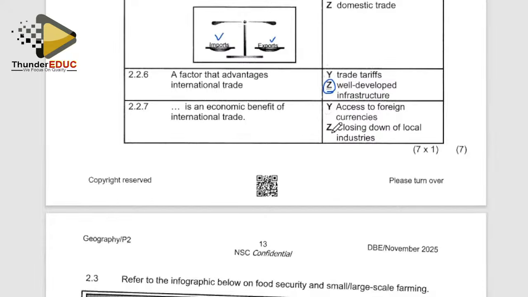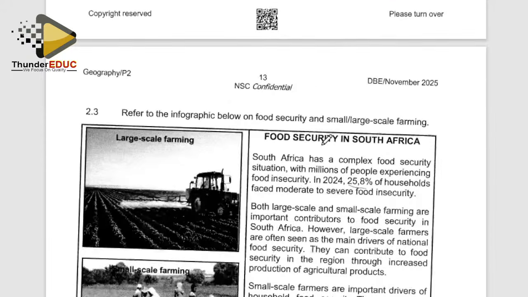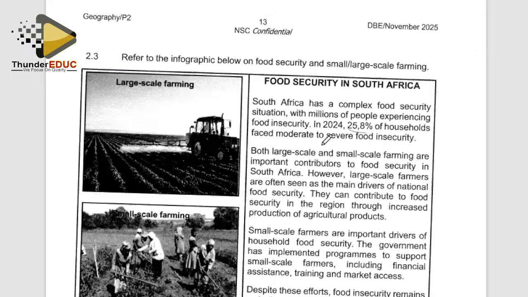2.27. Dash is an economic benefit of international trade. What do we benefit from international trade? We get access to foreign currencies. We use our South African rand in South Africa, but if you want to buy from other countries, we need to have foreign currency to be able to access products. So for economic reasons, we tend to access foreign currencies if you are trading with other countries.